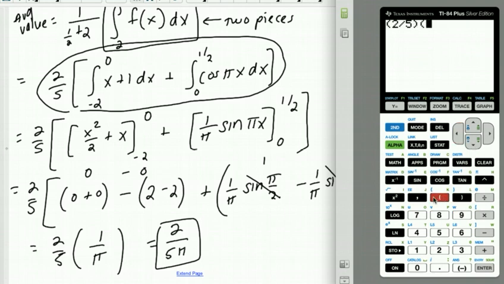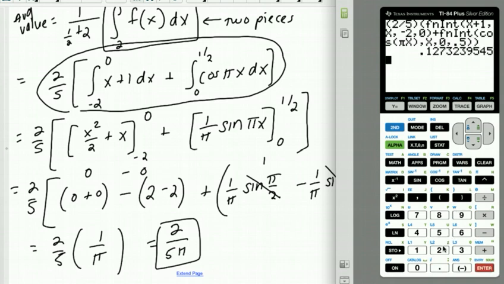And then in parentheses, I'm going to start my parentheses because I need both of those integrals to be multiplied by the 2/5. And I'm going to do math 9, right? The first function I want is x plus 1, comma, with respect to x, from negative 2 to 0, right? Plus the second one I want, so math 9 again, right? And then this one was a cosine of pi x, so cosine of pi x, right, close the cosine, comma, with respect to x, from 0 to 1/2 or 0.5, whichever one you prefer, close the parentheses.